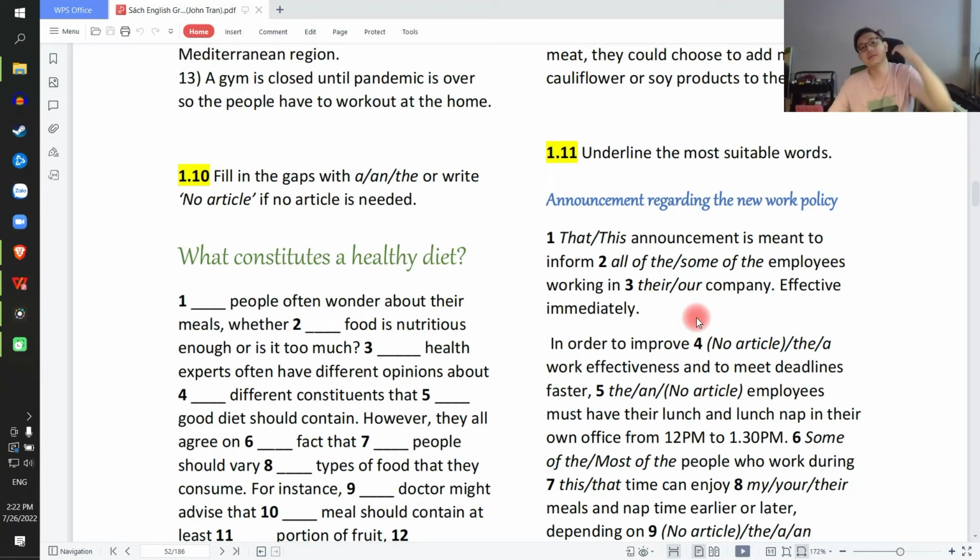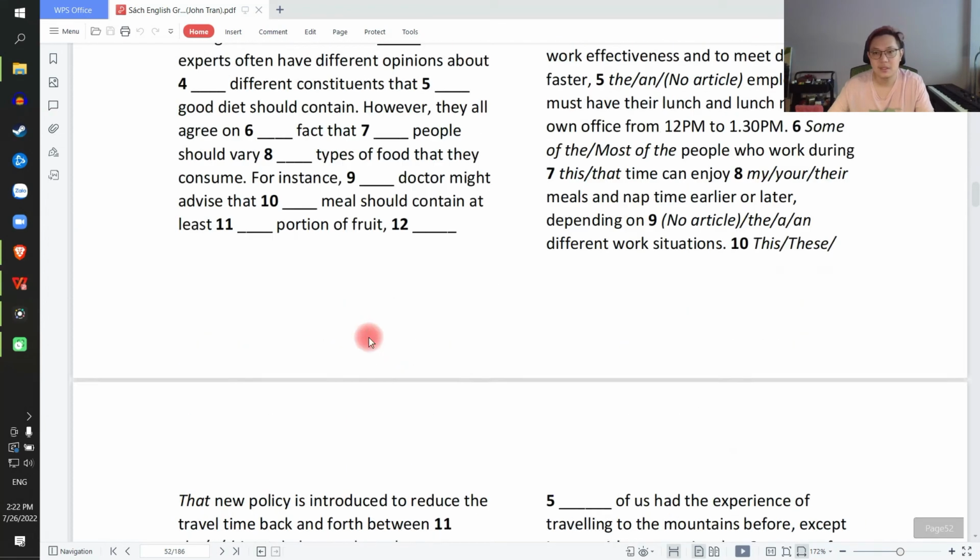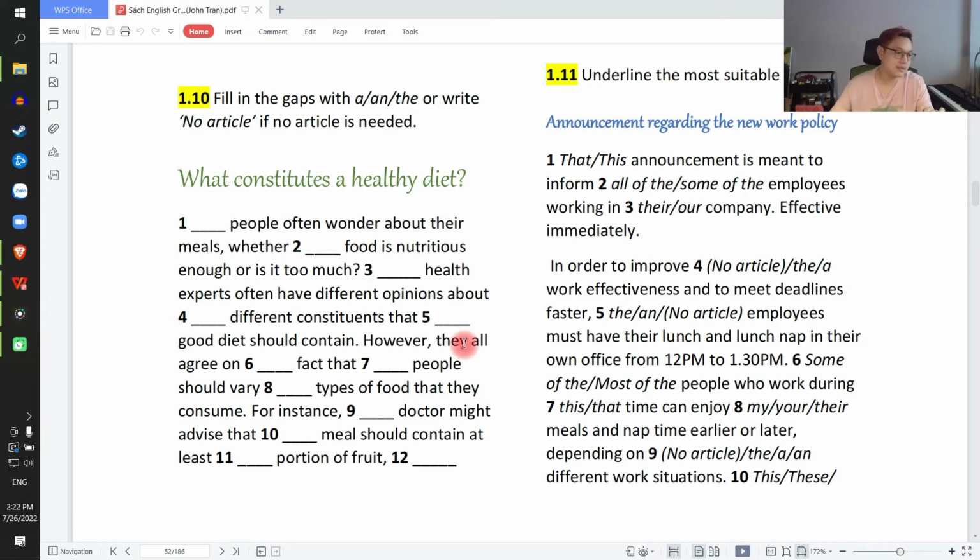So this is about an announcement regarding the new work policies. Cái bài này nó nói về một bản thông báo liên quan đến chính sách lao động, chính sách làm việc mới. So I'll just explain. This is 18 of them. I'll just explain first, okay? Mình sẽ giải thích trước đã.